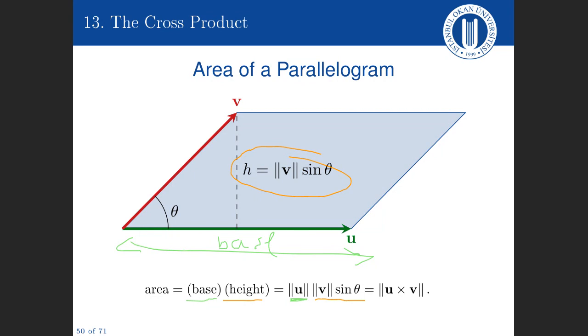But we know what this is. Norm of U, norm of V sine theta is just exactly the same as the norm of U cross V. Go back and look at the definition of U cross V, and then take the norm. The unit vector n disappears, and this is what we are left with.